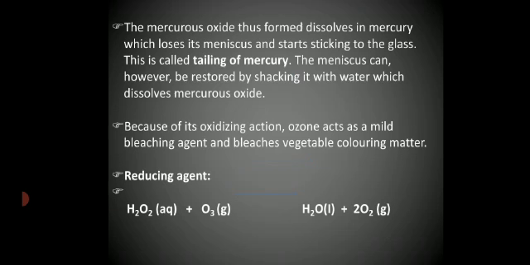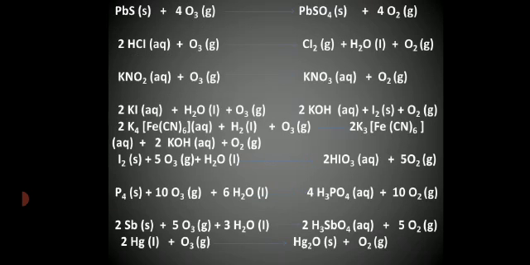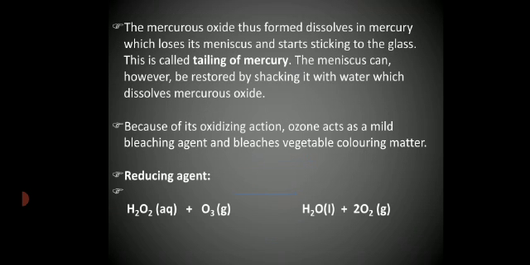Now the mercurous oxide thus formed dissolves in mercury, which loses its meniscus and starts sticking to the glass. This is called tailing of mercury. The meniscus can however be restored by shaking it with water, which dissolves mercurous oxide.